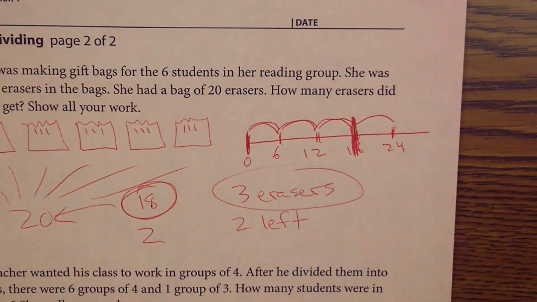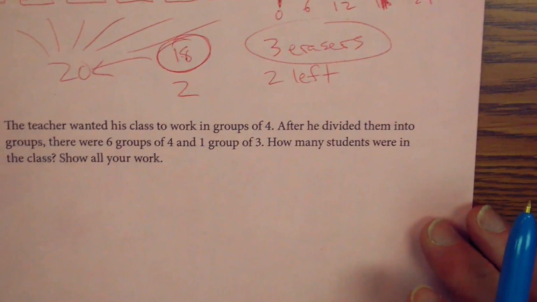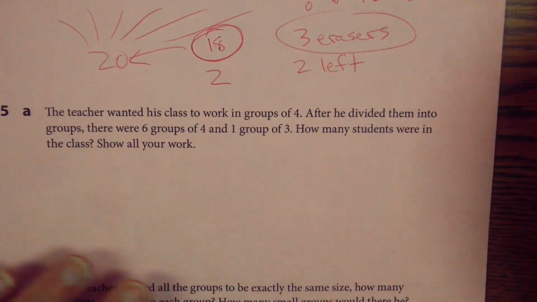You could do a ratio table. You could do an open array. Lots of ways you could do it. So you have some choices. Now that one I guided you quite a bit on. This one I'm going to set you up, but I'm going to let you solve this.